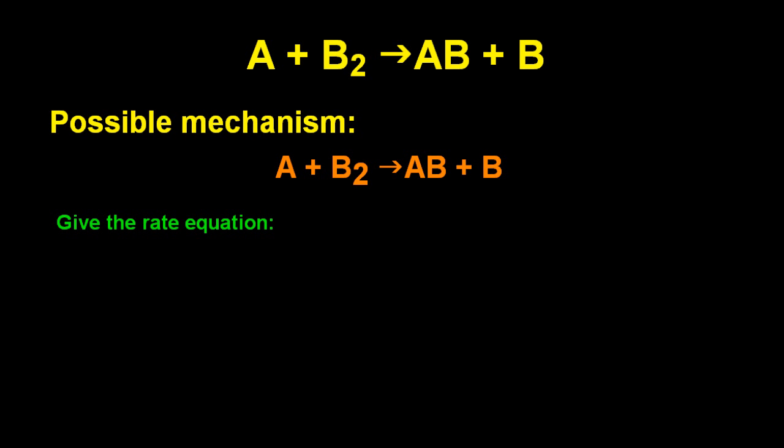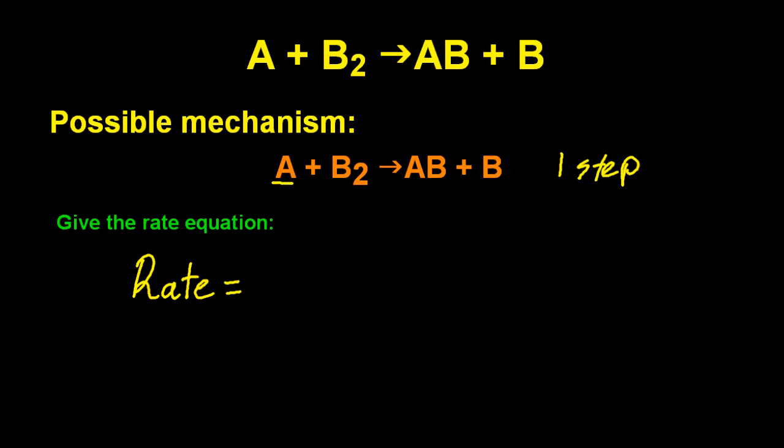So let's look at a real chemistry example. The equation at the top and the mechanism below, well, that looks just like the equation. So the mechanism is just one step. A hits B2 and makes AB and B. It's a one-step mechanism. The IB wants you to know 1 or 2-step mechanisms.